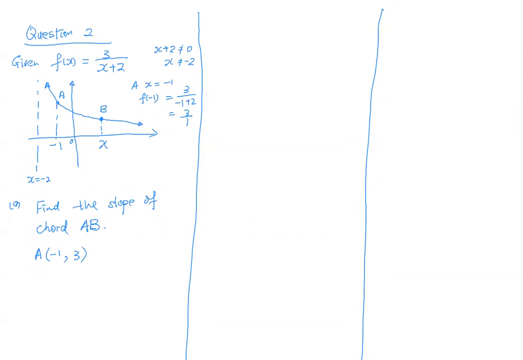Yes. Right? Okay, coordinate B. The x is x. So the y will be 3 over x plus 2. Correct? So now can you find the slope of chord AB?